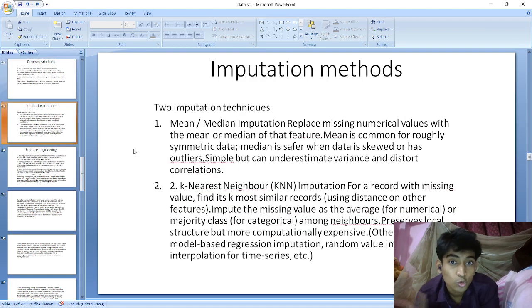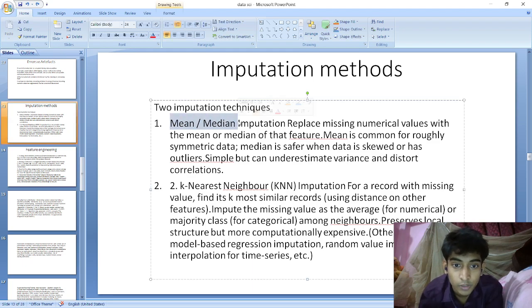Then let's see two imputation methods. Our two most used imputation methods are, first, mean or median imputation, where we replace the missing value with either the mean or the median of the dataset. If the dataset is symmetric and has no outliers, we replace it with the mean. If the dataset is skewed and has too many outliers, then we replace it with the median, right?